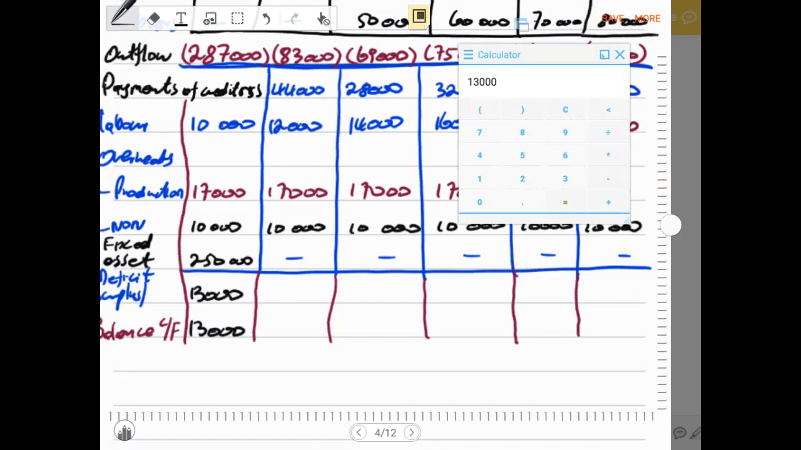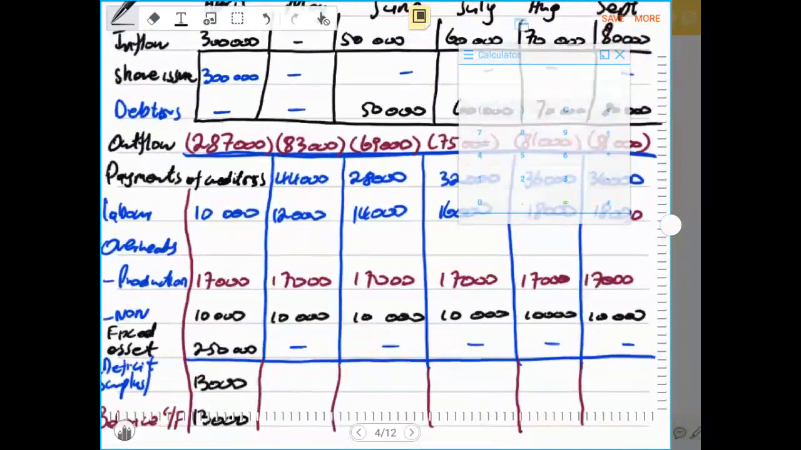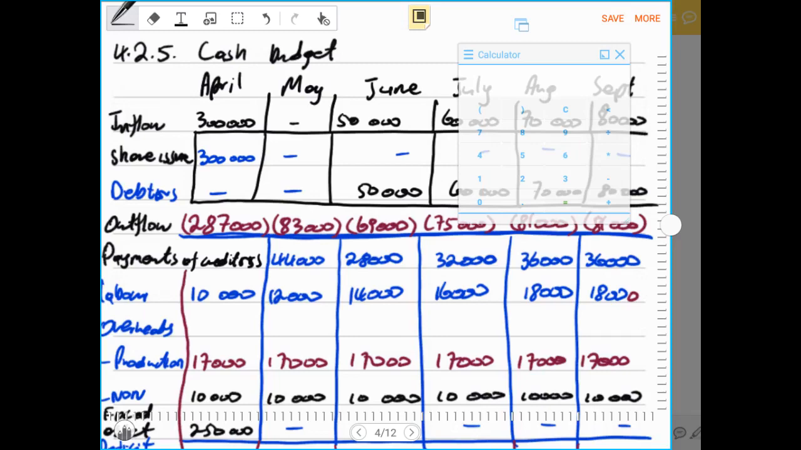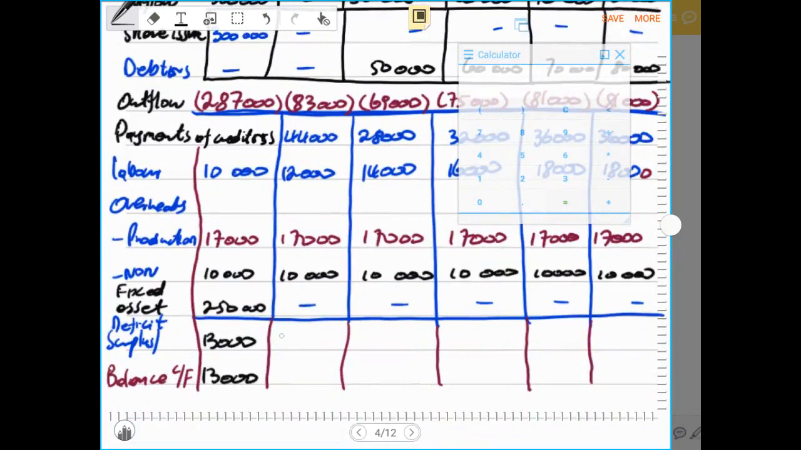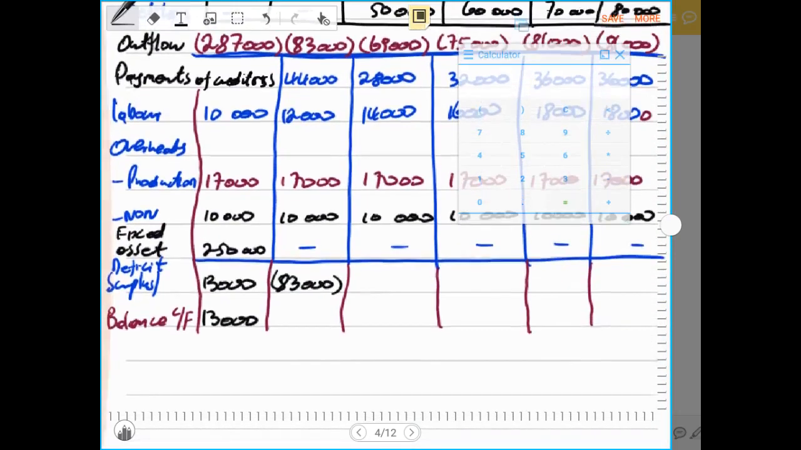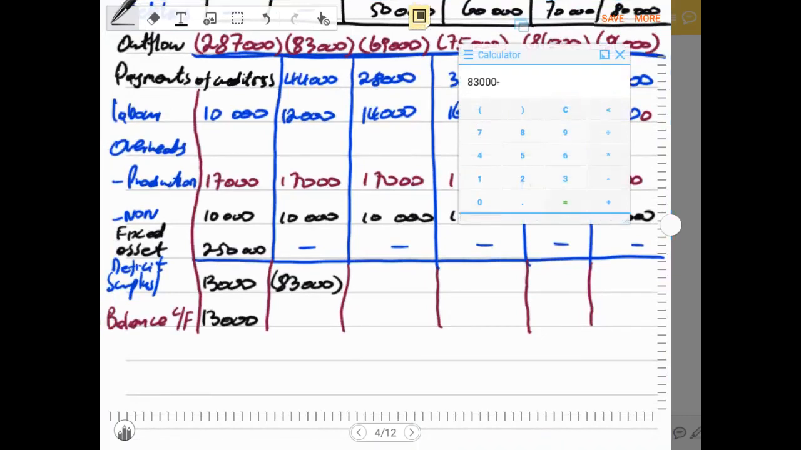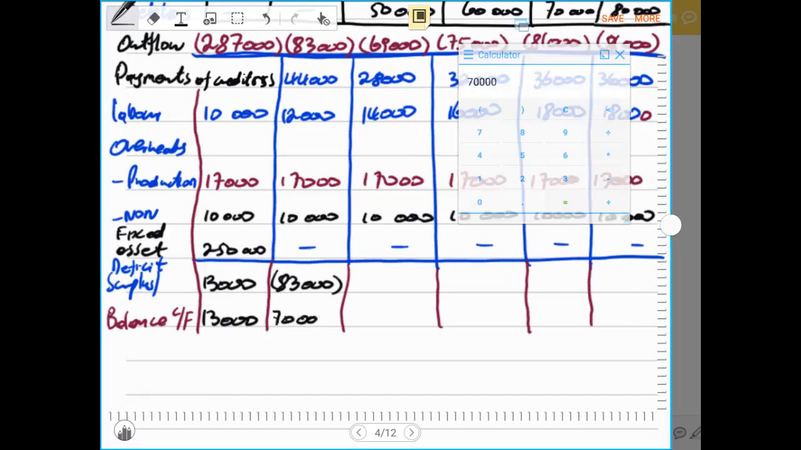Then after we say our inflows for the next month, which is the month of May, there is no inflow. Therefore now 83,000 becomes negative as brought forward. Then we say 83,000 negative, because there was no inflows of cash. Therefore now 83,000 minus 13,000. This will give us 70,000 negative.